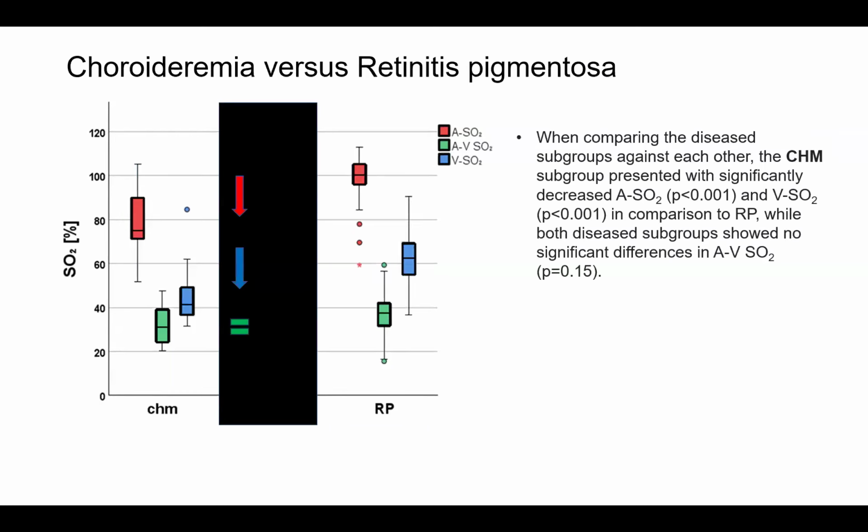And when we compare choroideremia versus retinitis pigmentosa, in terms of retinal oxygenation, we found an even greater difference between the 2 groups, with lower values of oxygenation in choroideremia in both arteries and veins, while the oxygen consumption was not different between the 2 groups.